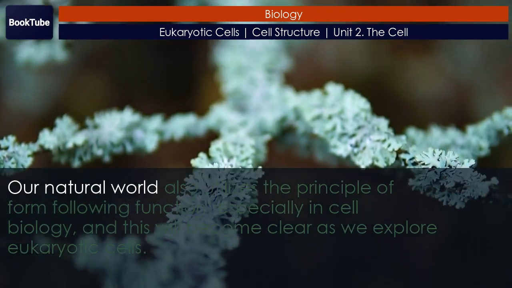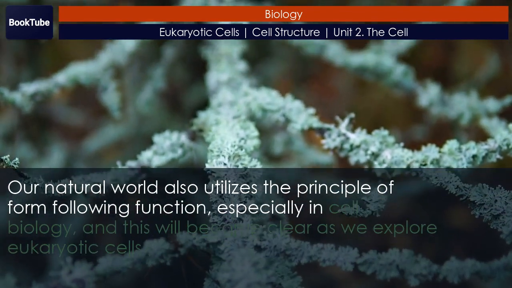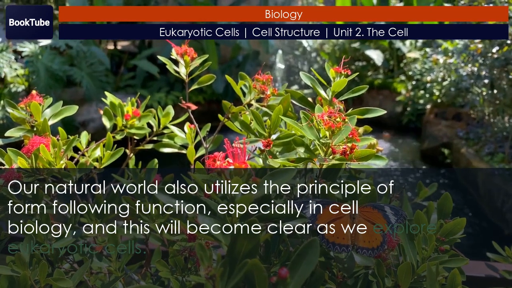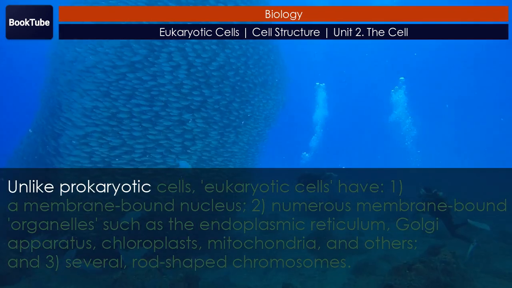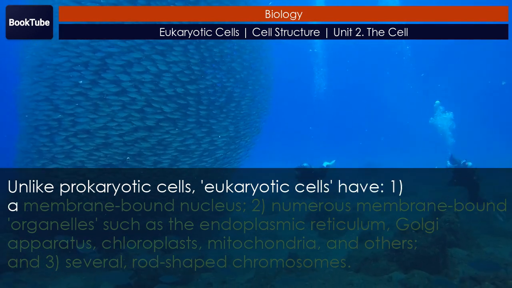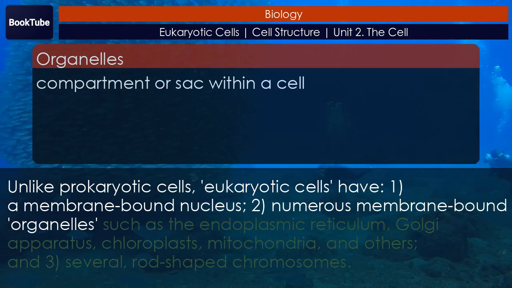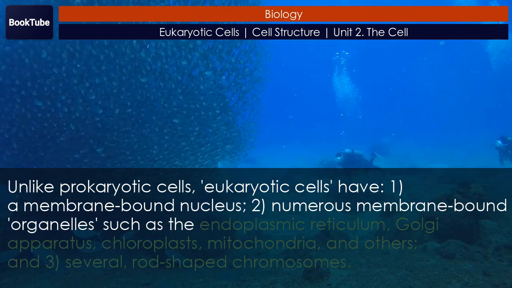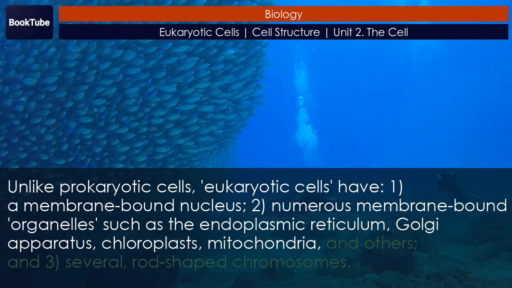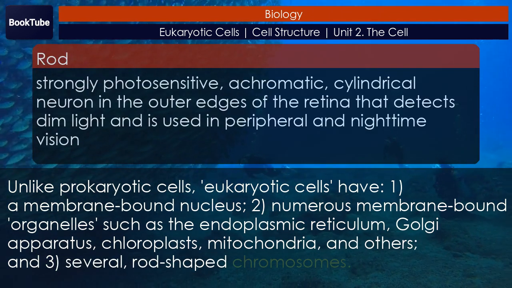Our natural world also utilizes the principle of form following function, especially in cell biology. And this will become clear as we explore eukaryotic cells. Unlike prokaryotic cells, eukaryotic cells have 1. A membrane-bound nucleus. 2. Numerous membrane-bound organelles, such as the endoplasmic reticulum, Golgi apparatus, chloroplasts, mitochondria, and others. And 3. Several rod-shaped chromosomes.